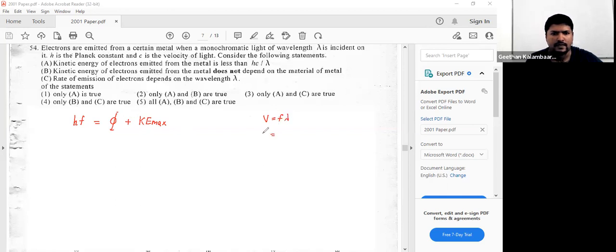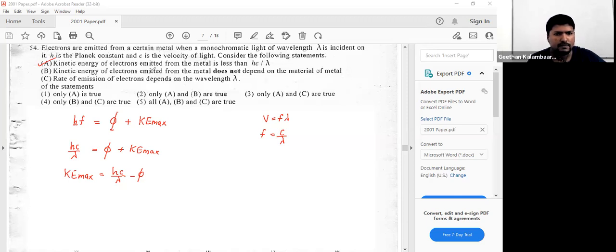We can say frequency is V over lambda, and V is c over lambda. So we can write the same thing: hc over lambda equals the work function plus Ke max. So Ke max is hc over lambda minus the work function. This says that Ke max has to be less than hc over lambda. So it's correct.